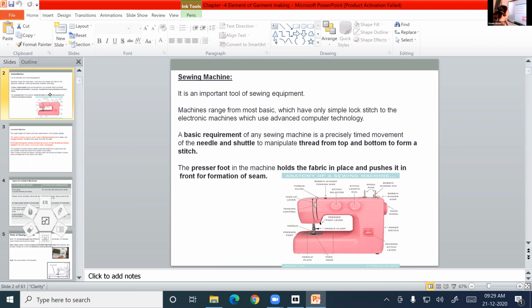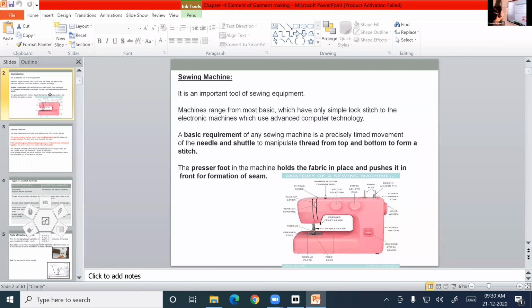And the basic requirement of any sewing machine is the precisely timed movement of the needle and shuttle to manipulate the thread from top and bottom to form a stitch. That I'll show you in the video, then only you can understand. In this chapter, the main thing is that you have to be in class and see how a sewing machine works, but it is not possible now. So I'll show videos and make you understand with that.